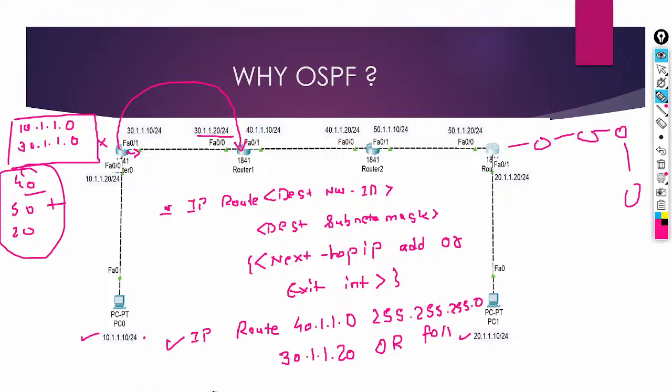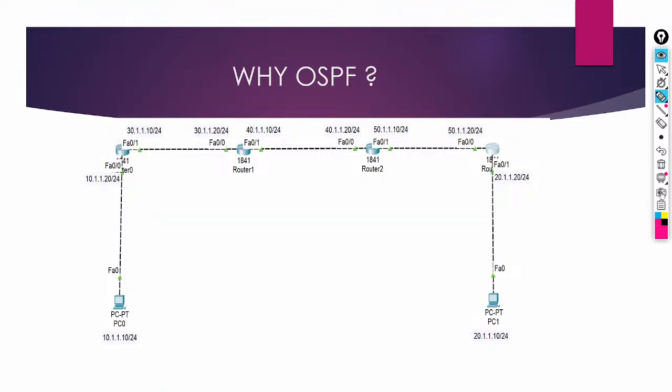But when we talk about static routing, what is required? Each and every router needs to be configured manually and needs to be added manually. Here I need to add 40, then 50, then 20. Here I need to add 10, 20, 50. Manually we need to add all the routes one by one on all the routers. Let me show you how.